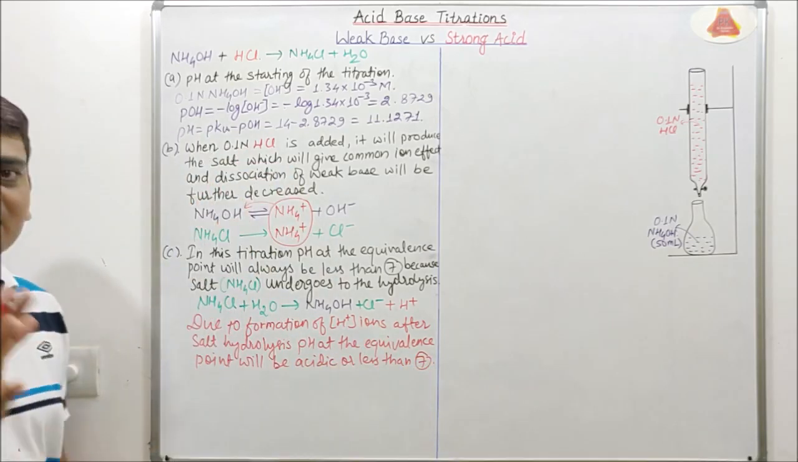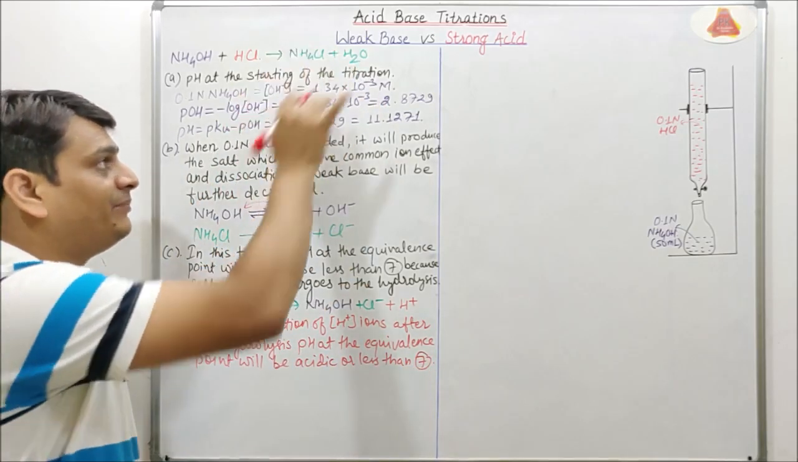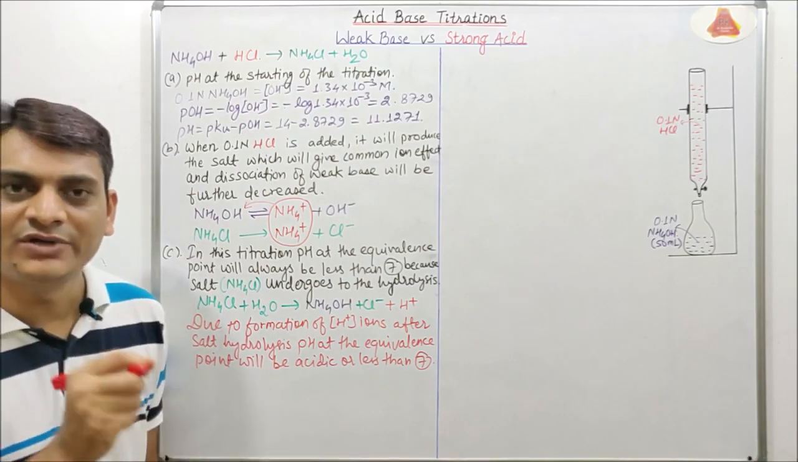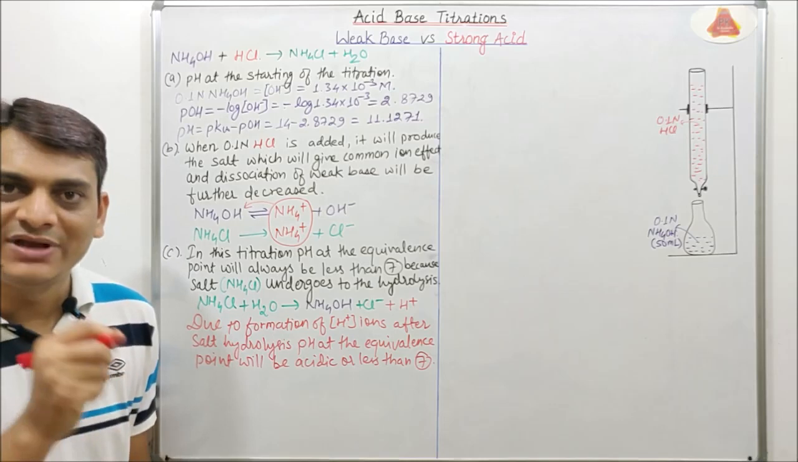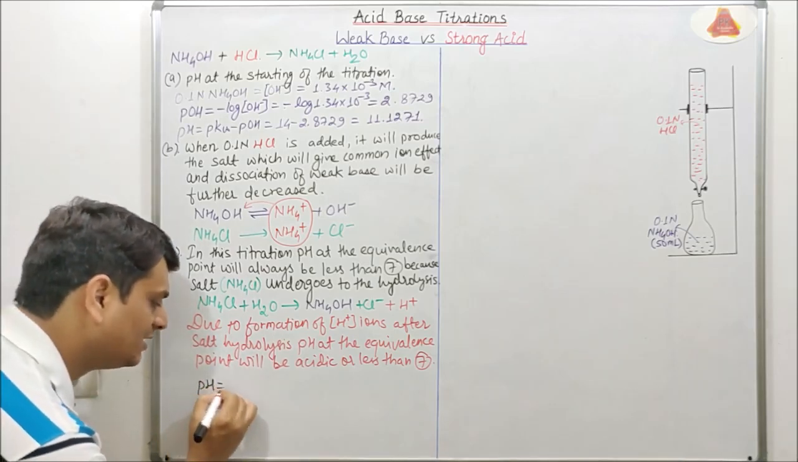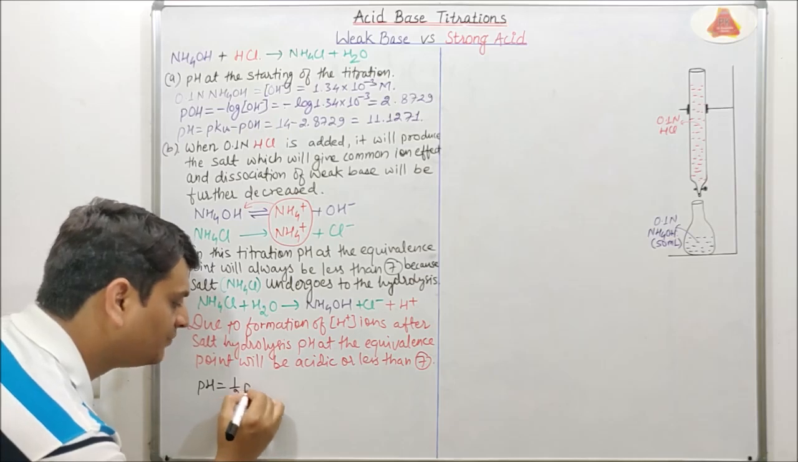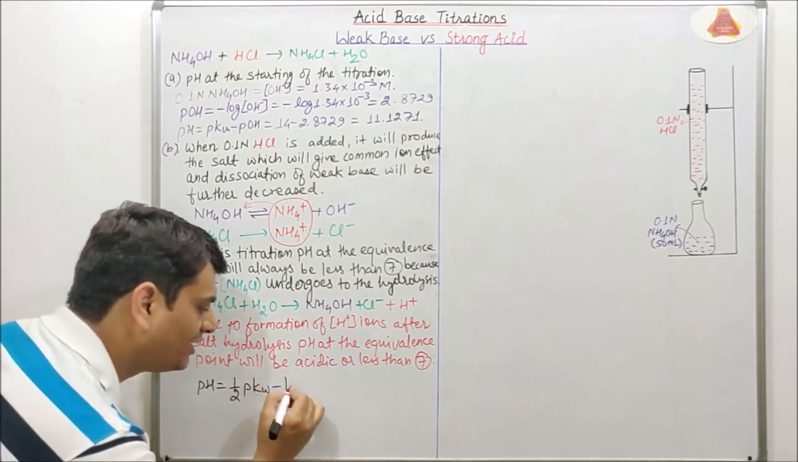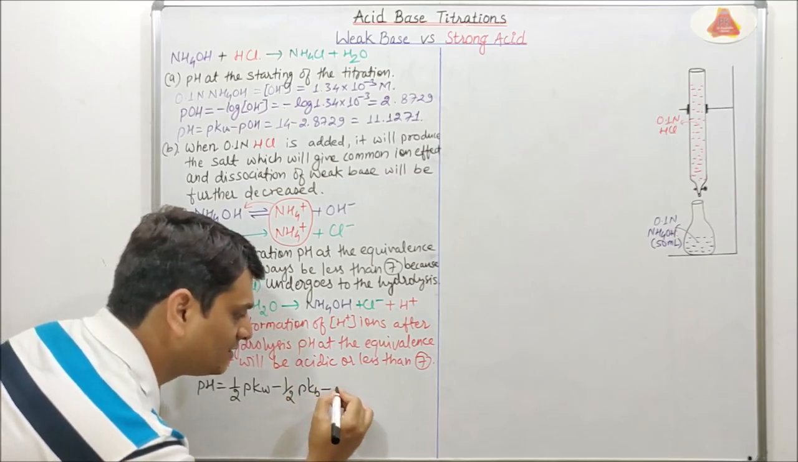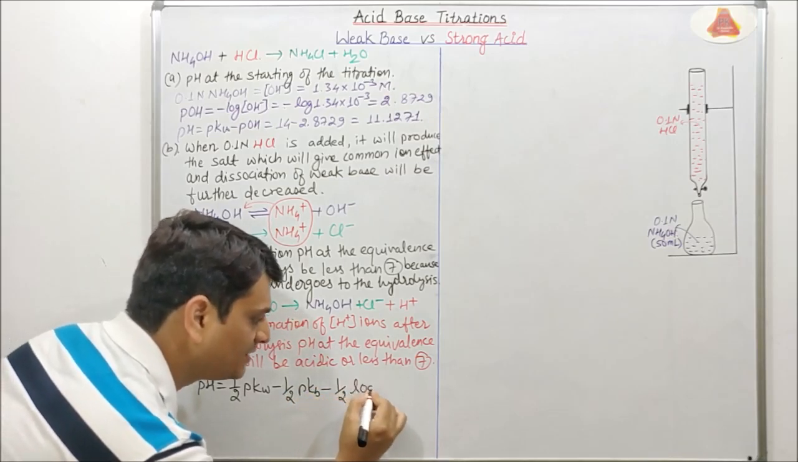So these are different conditions for titration between weak base versus strong acid. Now coming to the formula to calculate pH at the equivalence point, and that formula is pH is equal to half pKw minus half pKb minus half log C.